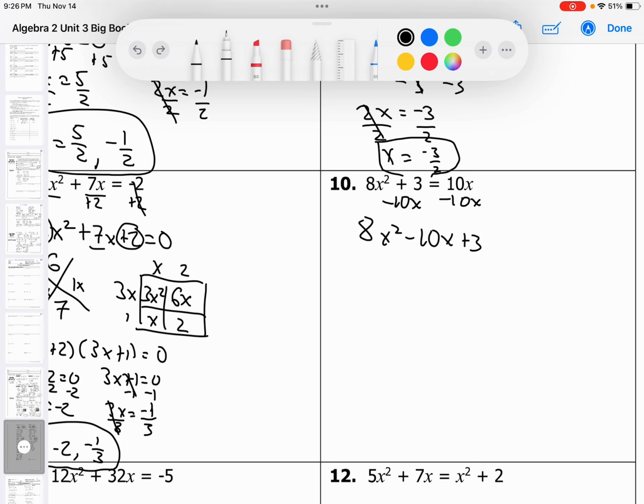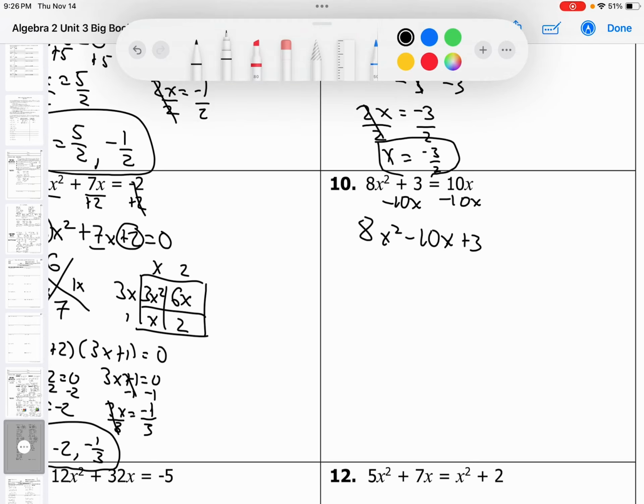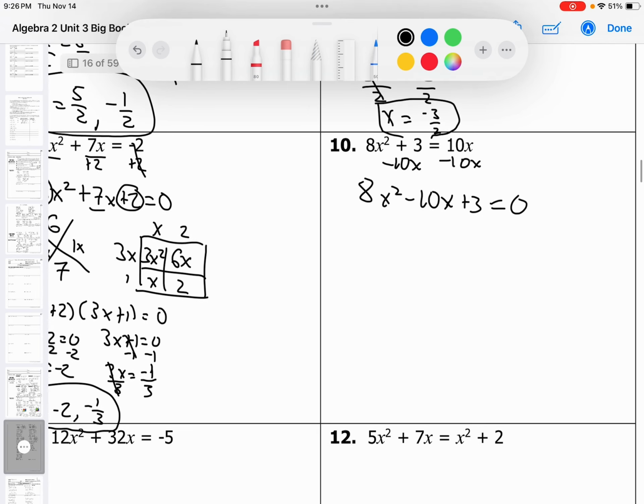One thing to note here is that the order of these is important. You want the x squared to be first, then the one that's just x, and then the one that does not have the variable at all. So it should be 8x squared, and then minus 10x, then plus 3, and that is equal to 0. Okay, then, once again, no greatest common factor, so we need to do the x and the box. 8 times 3 is 24. Negative 10 goes on the bottom.